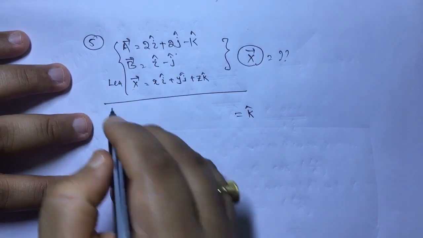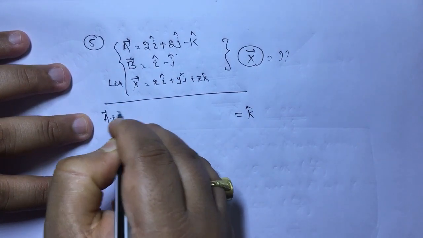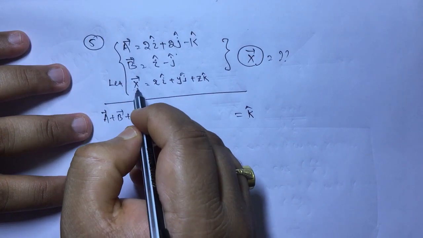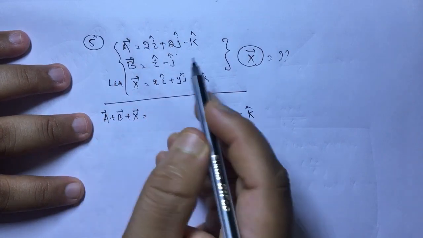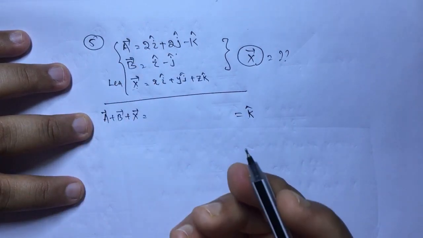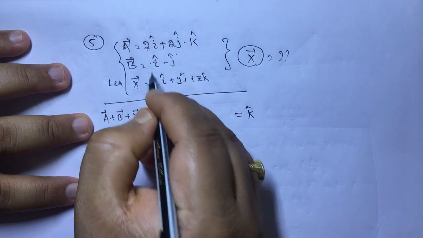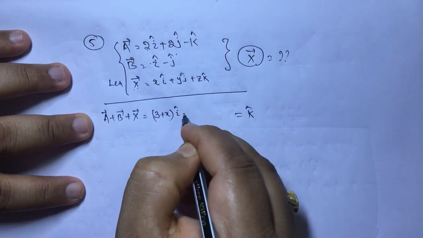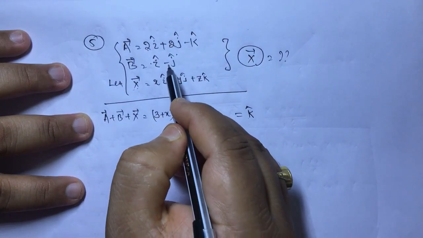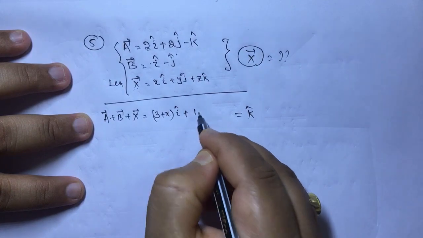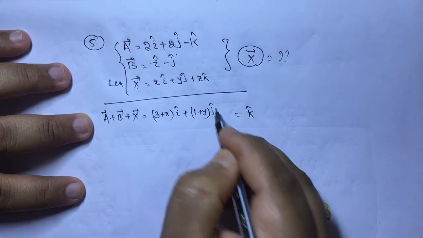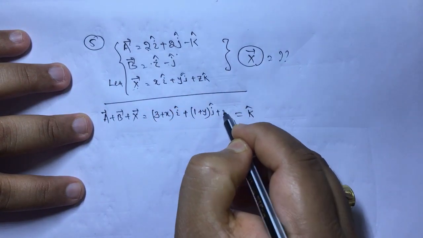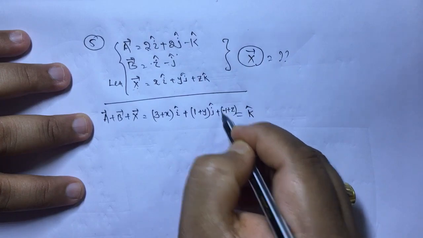Okay. Now just add these 3 vectors, a vector plus b vector plus x vector. This vector is added to the resultant of these two. It means these 3 vectors are added. I can directly add these 3 vectors. How? 2 plus 1 plus x, so it will be 3 plus x i cap, plus 2 minus 1 plus y, so it will be 1 plus y j cap, plus minus 1, 0 plus z, means minus 1 plus z k cap.